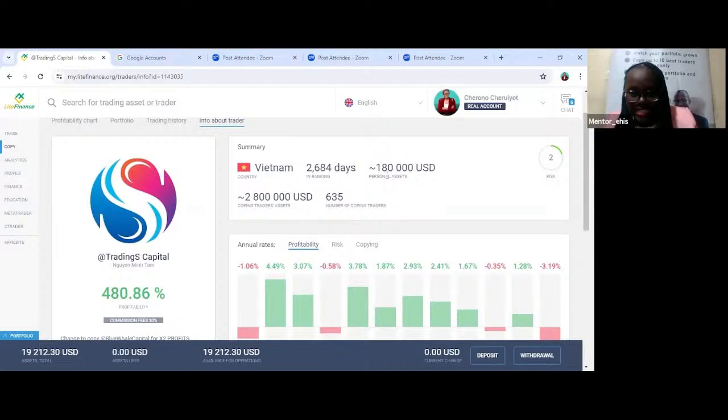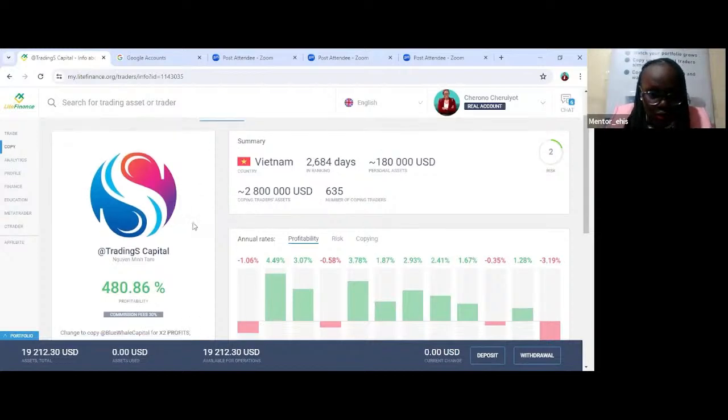His personal assets is 180K USD. And the people copying him, those are the investors' assets, are 2,800K USD. And the people copying this person, 635. I've seen this person being copied by so many people, but as I said earlier, it depends on your personal analysis on who you choose to copy.